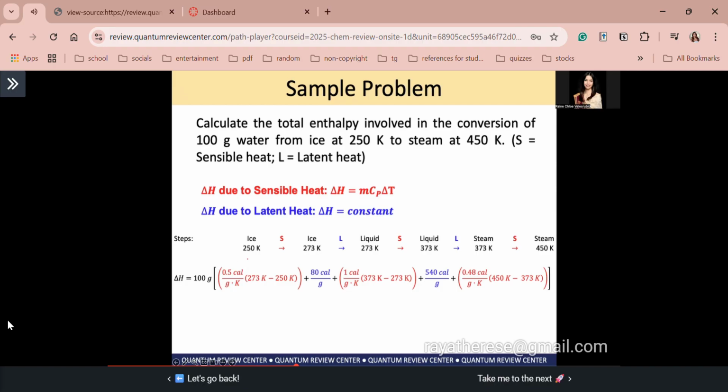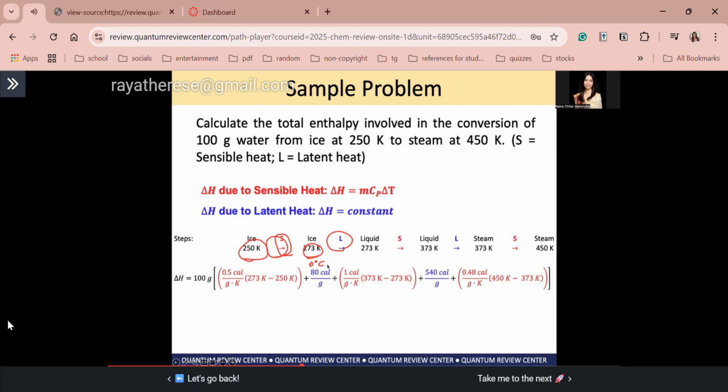Initially, you have ice at 250 K. When the temperature increases, guys, the ice will reach a certain temperature, 273 Kelvin, which is equal to 0 degrees Celsius. That is the normal melting point, okay? And because of this, ice at 273 Kelvin will undergo phase change. So ice at 273 Kelvin will become liquid at 273 Kelvin.